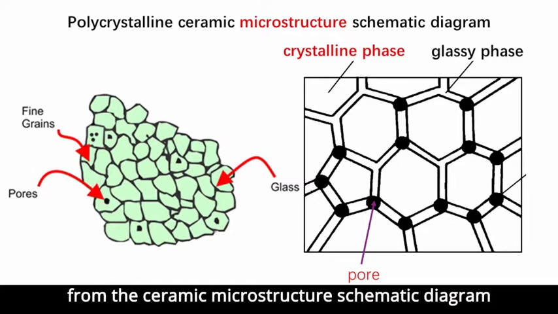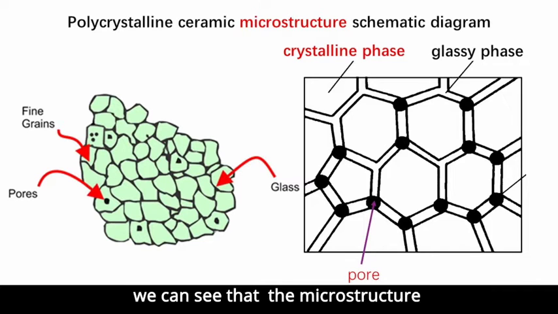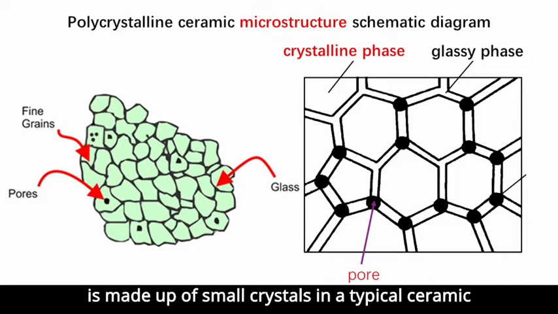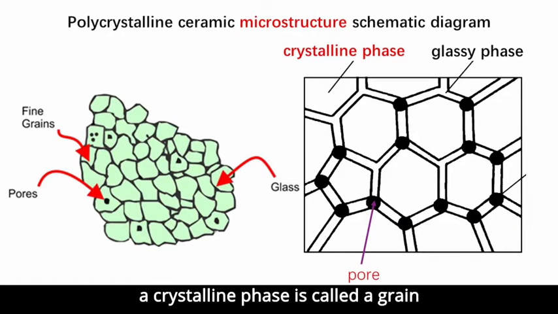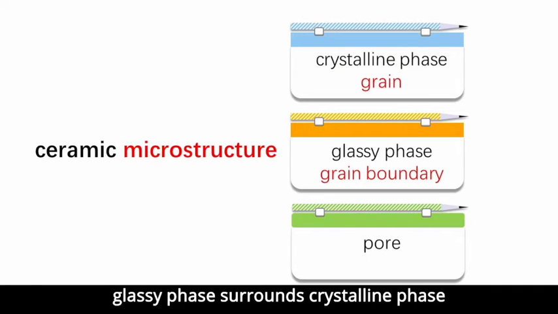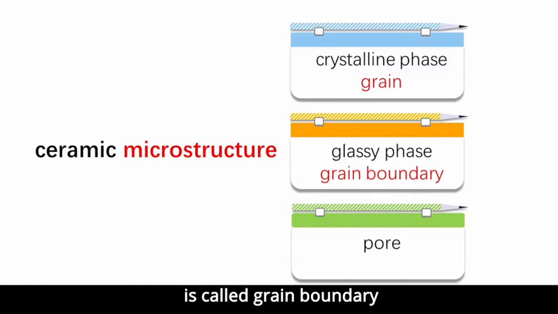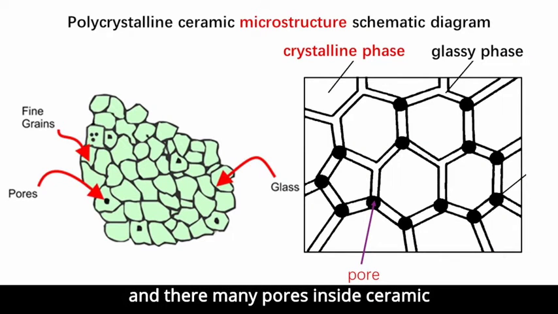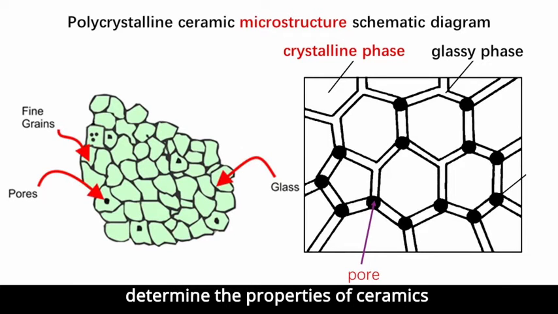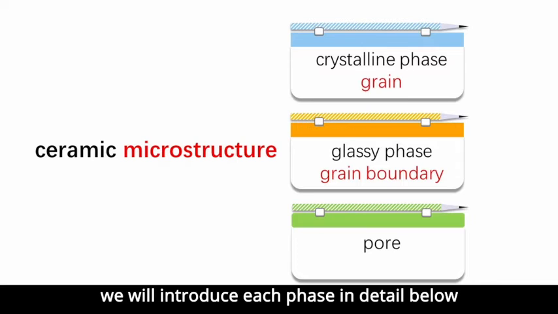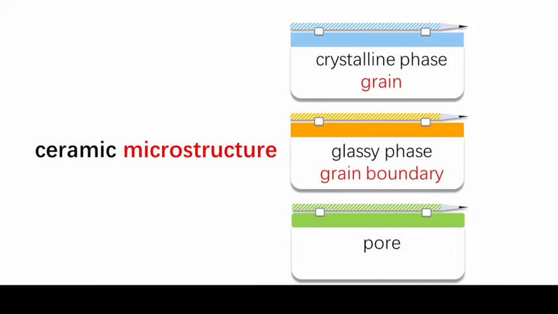From the ceramic microstructure schematic diagram, we can see that the microstructure is made up of small crystals in typical ceramics. A crystalline phase is called a grain. A glassy phase surrounds the crystalline phase and is called a grain boundary, and there are many pores inside ceramics. The quantity, shape, size, and distribution of each phase determine the properties of ceramics. We will introduce each phase in detail below.